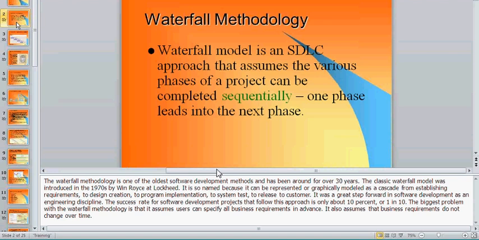Now, Royce actually didn't propose it as waterfall methodology. What he did was he likened it to a waterfall. And it took on the name waterfall methodology, all right? So he just said he had a method which was similar to a waterfall. Now, what does that mean? It means that, have you seen a waterfall, guys?